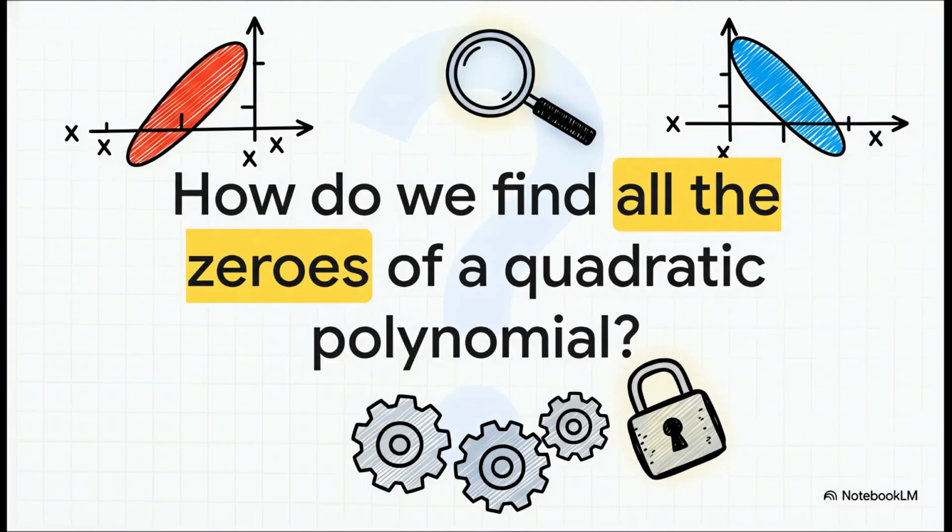Which leaves us with this final, big question. We now know a quadratic has a degree of 2. We know that means it can have up to 2 of these special zeros. We even know why those zeros are so important. So the only question left is, how in the world do we actually find them? That's the next part of the code we need to crack.